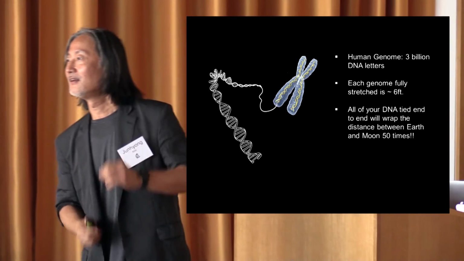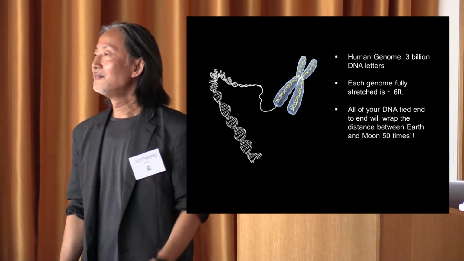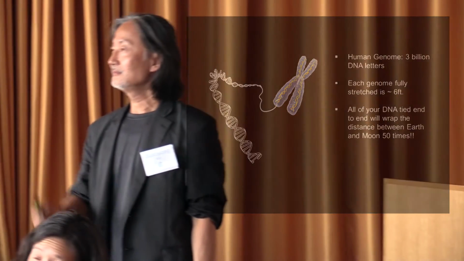Yes, Larry? I've seen this a million times, but now for some reason I'm coming up with a question. Just to be clear, when you say each genome is six feet, are you talking about one set of 46 chromosomes, or one DNA molecule of one chromosome? We're talking about all 46 chromosomes from one cell. As you know, DNA is all wrapped up in a tiny little core. If you stretch out those 23 pieces, that's about 6 feet.